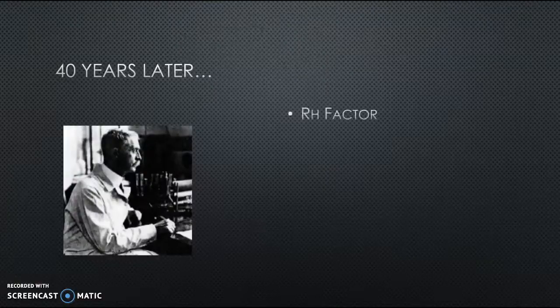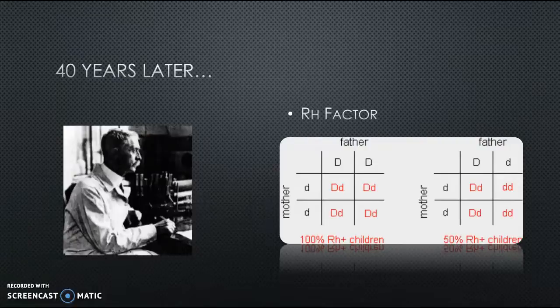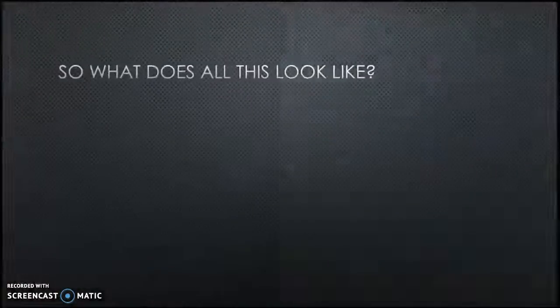Dr. Landsteiner also found something called an Rh factor, which is passed from parent to offspring, and if one of the parents has the gene, it's likely that the child will have the gene for this Rh factor, but this is where we get the positive and negative in blood types.